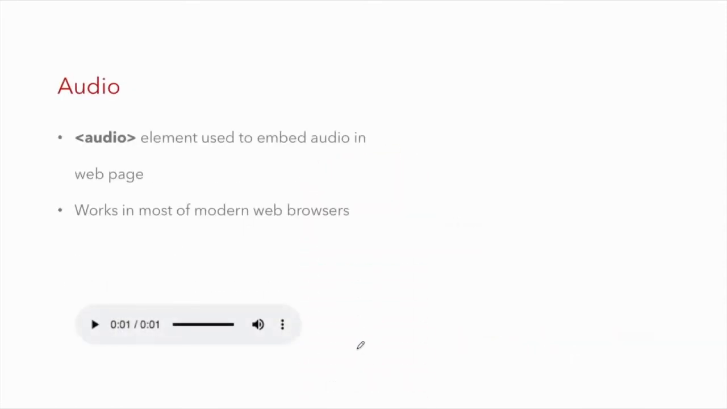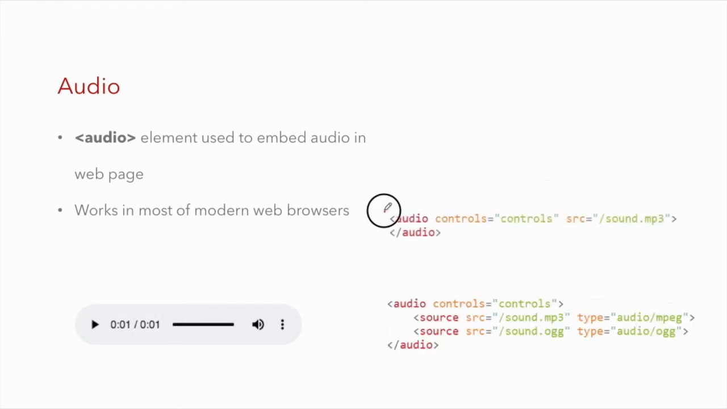Now we'll talk about audio and video tags, which are again new tags introduced in HTML5. The audio tag is used to embed audio inside of your web page, and it works in almost all modern browsers. Once you add syntax like this, also specifying controls equal to controls, which is an attribute, in case you want to display controls for the audio controller.